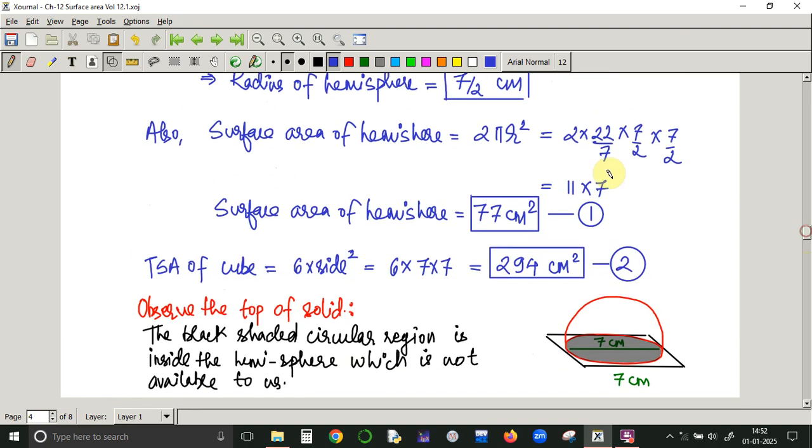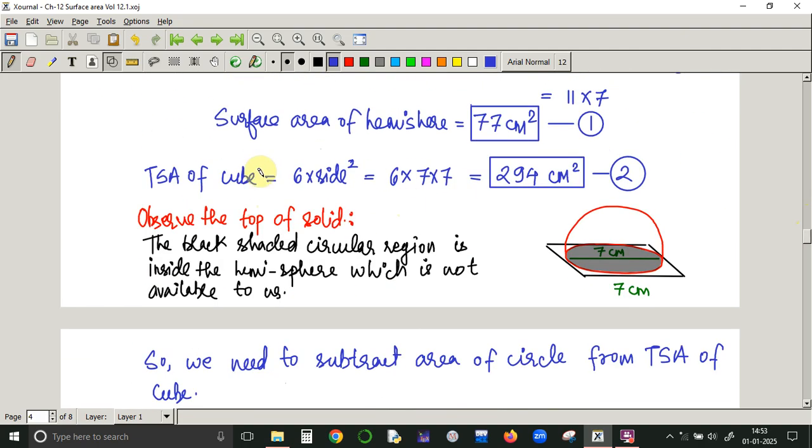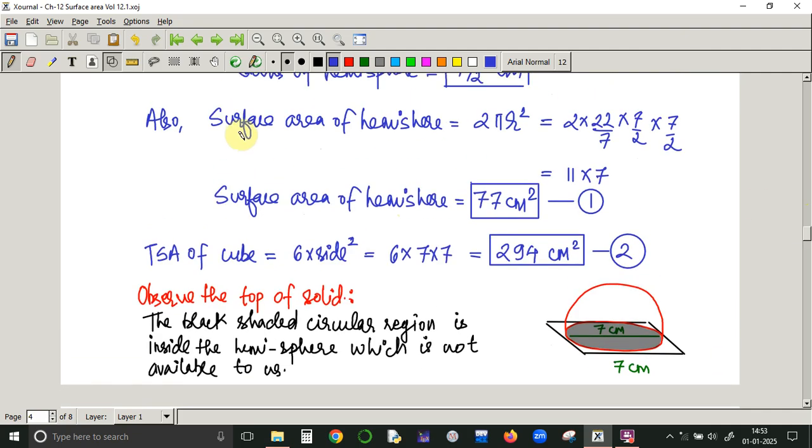I have calculated the surface area of the hemisphere. These arrows indicate the faces that are available. I can touch the surface of the hemisphere, but I cannot touch the circular disc inside the hemisphere. So I have to find the curved surface area of the hemisphere. The curved surface area of the hemisphere is 2 pi r square. Simplifying this, it comes to 77 centimeter square.